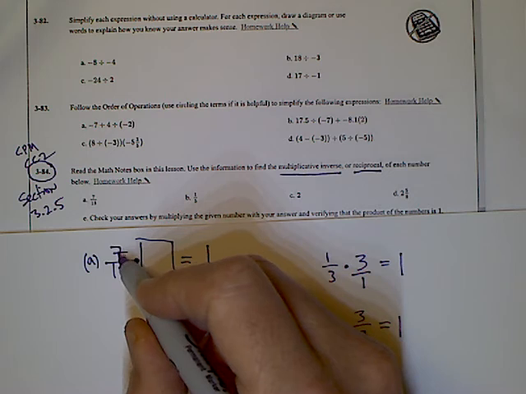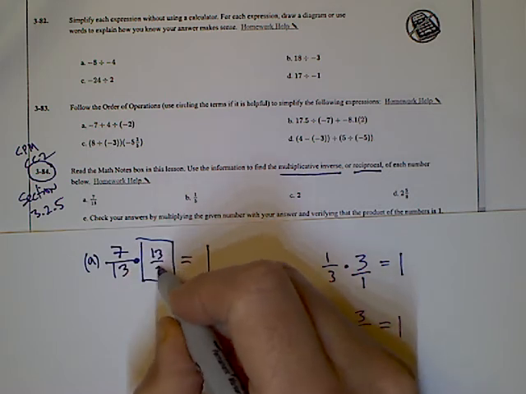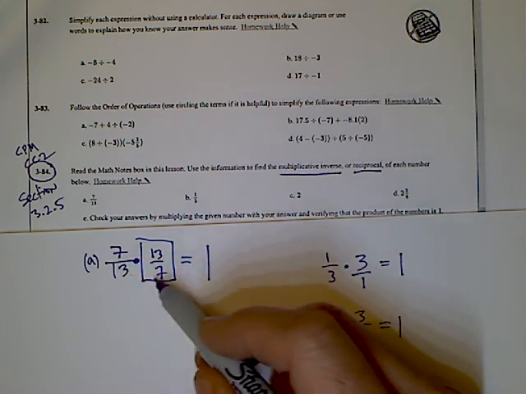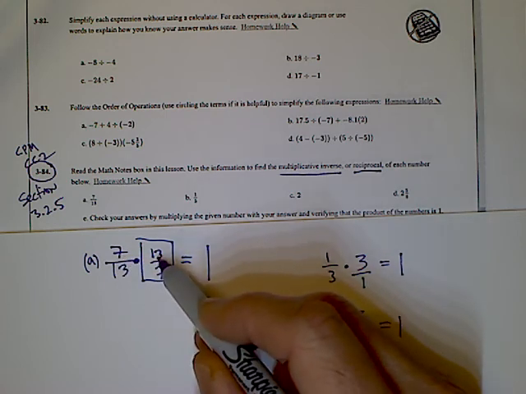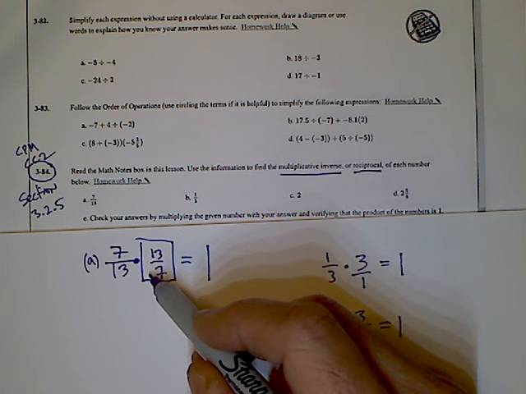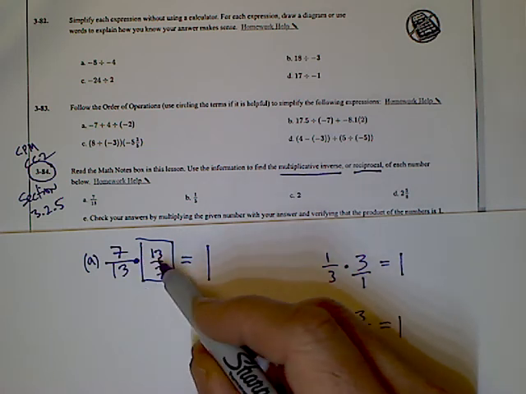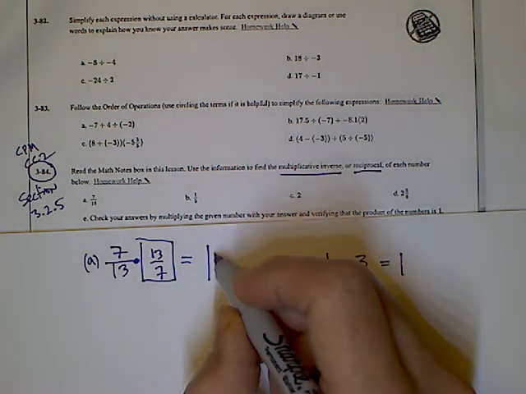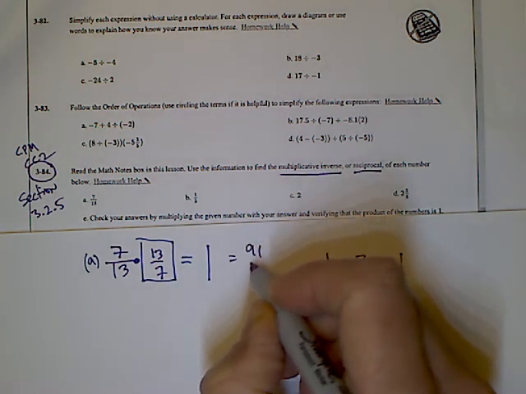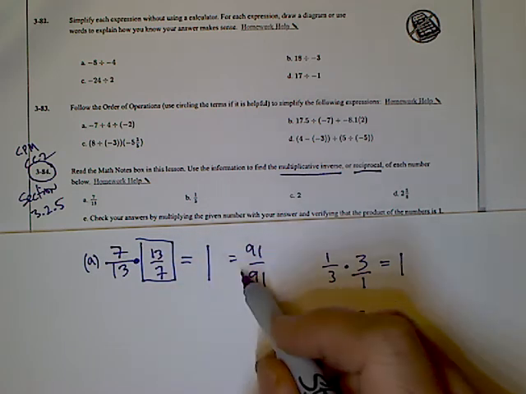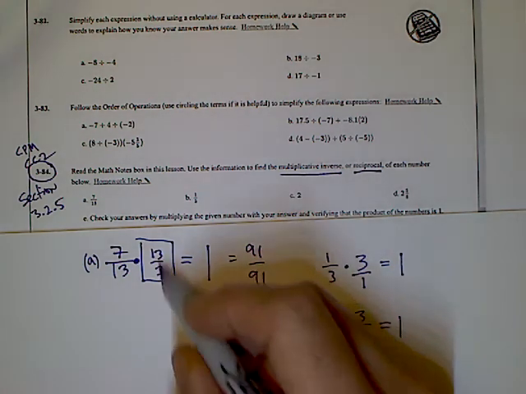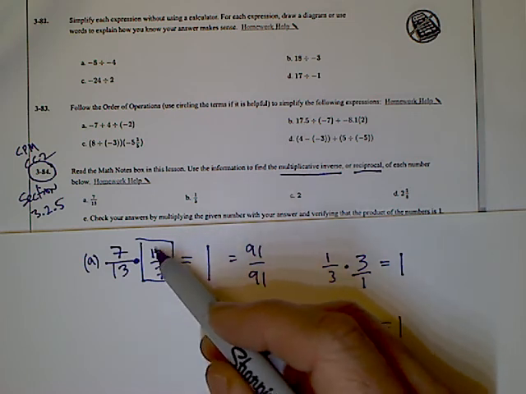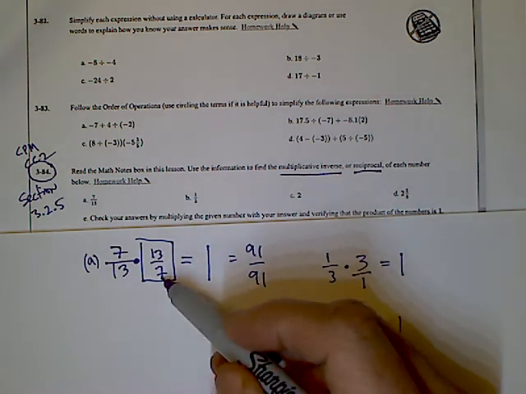So here I would say 7/13 times 13/7, that's what's equal to 1, right? When I multiply these, I'm going to have the exact same number. 7 times 13 is equal to 13 times 7, right? So I have 91 over 91 when I multiply across, which is equal to 1. So for A, I know I went long there, but the multiplicative inverse or reciprocal is 13 over 7.